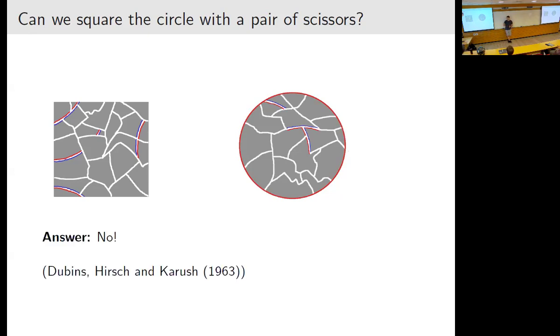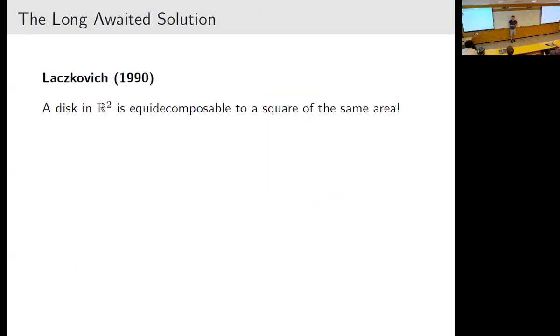Okay, so that's an argument of Dubins, Hirsch and Karush from 1963. What they did was a generalization of this idea, pushing it as far as they could, but essentially the idea is like this. That just means you shouldn't use scissors, but it doesn't mean that there's no circle squaring. So, a big result in 1990, Laczkovich.